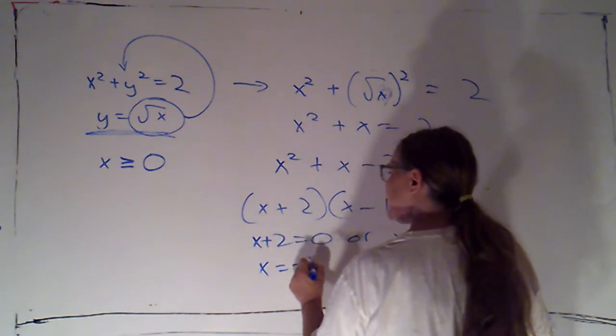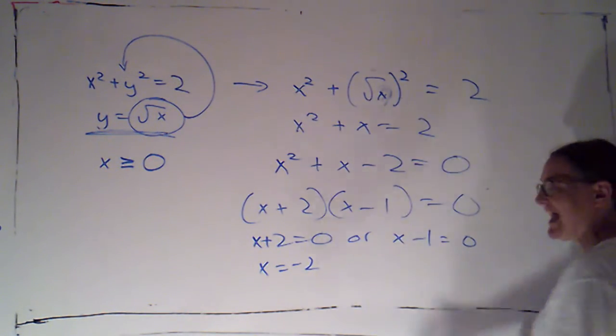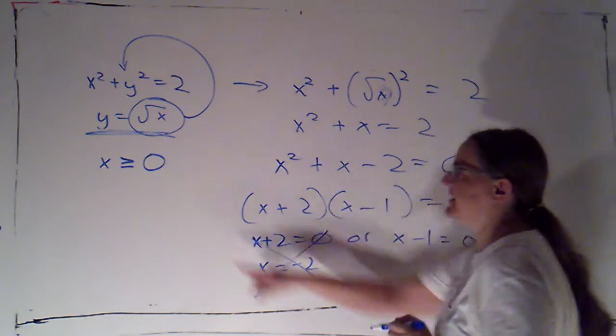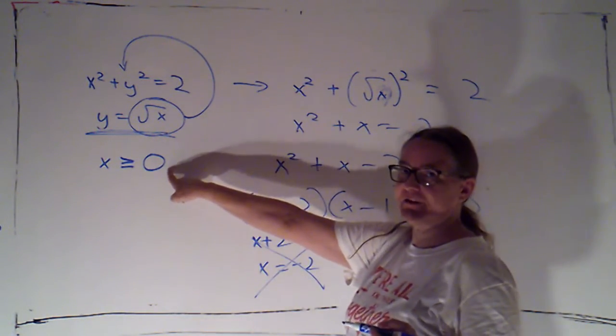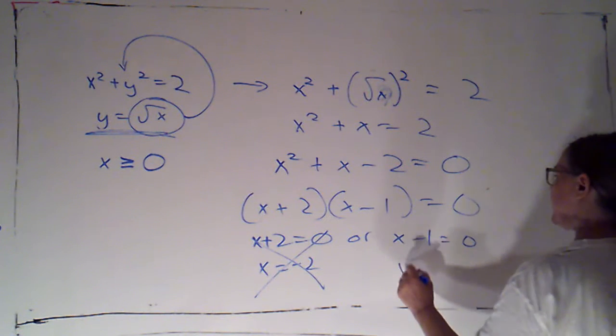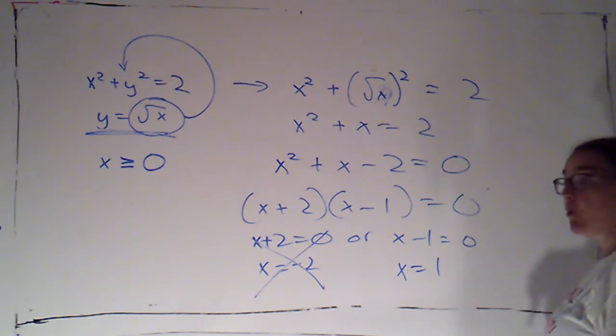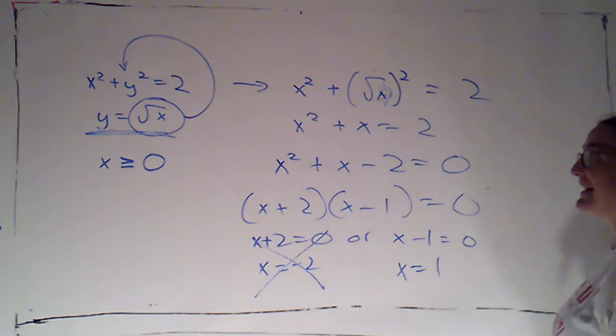This would mean x equals negative 2. Reject that because x has to be bigger than or equal to 0. And this would tell me that x is equal to 1. Now that's positive, so I'm going to keep that.